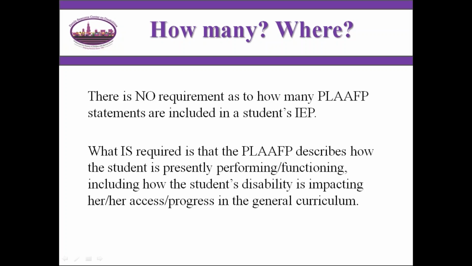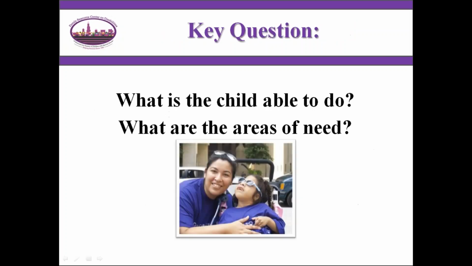So what is required is that the present level describe how the student is presently performing and functioning, including how the student's disability is impacting their involvement in general education curriculum. We have some guidelines on how to get that information, and mainly the information comes from different things, and among those things is the three-year evaluation. So the present level will address what the child is able to do.